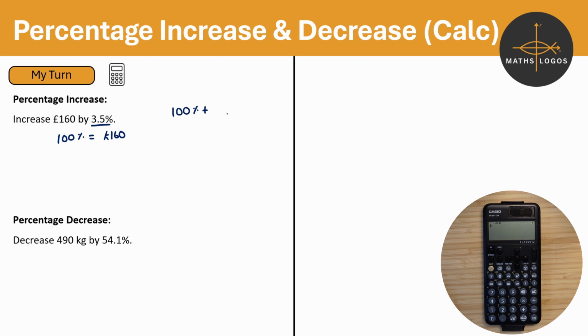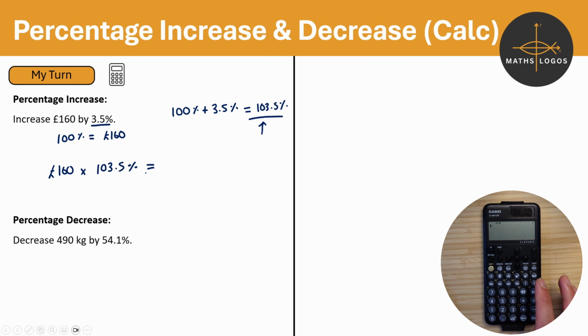Because we're increasing it by 3.5%, what we've done is we've taken our 100% and we've added on 3.5%. This gives us a final value of 103.5%. And this percentage is going to act as our multiplier to give us our final value. So in our calculator we can take our £160 and multiply it by 103.5%. And this calculation gives us 103.5% of my £160, which is going to be my final answer.